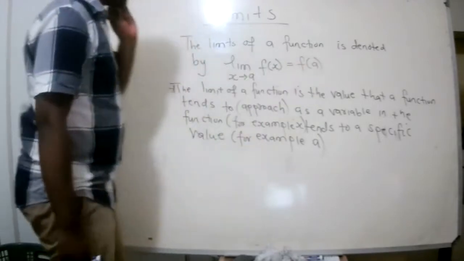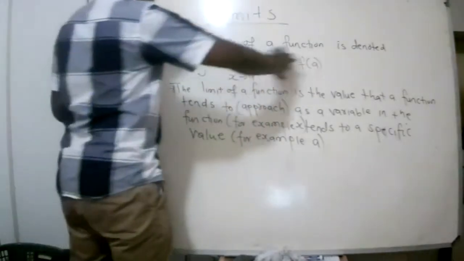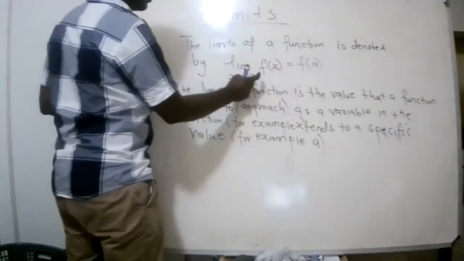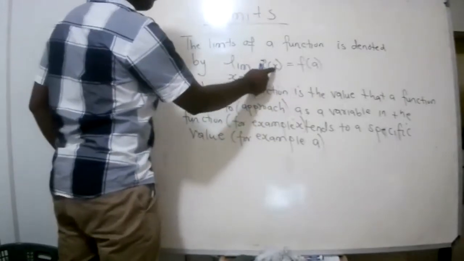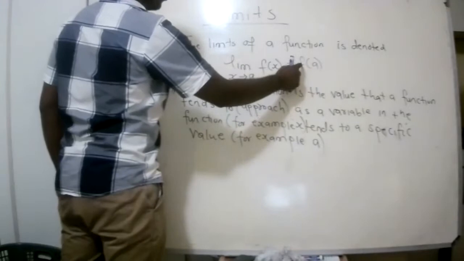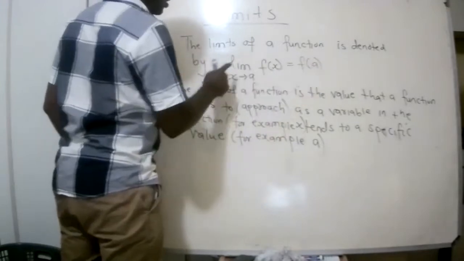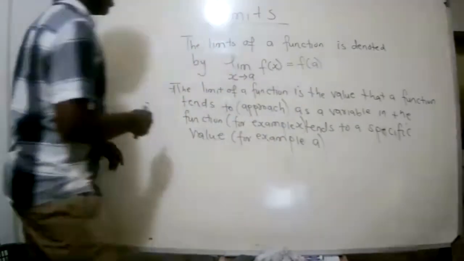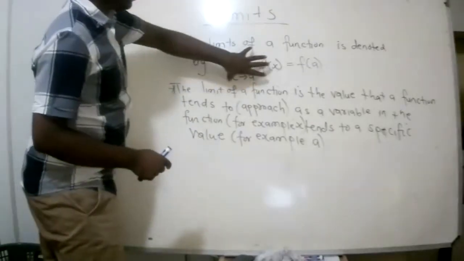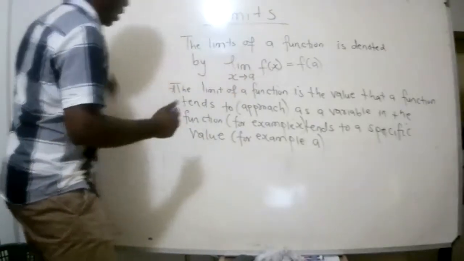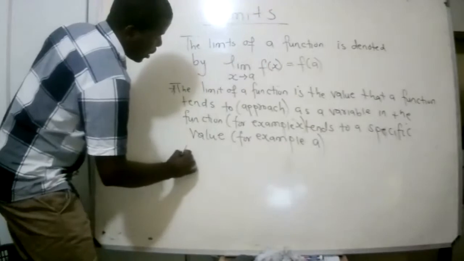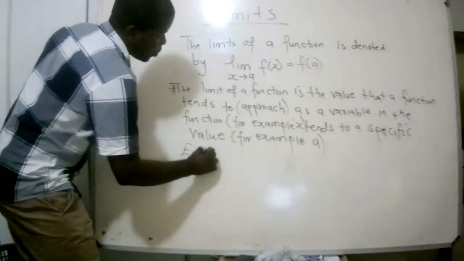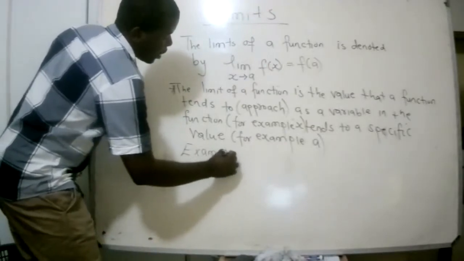So why are we supposed to summarize in this way? Because you can see this is just a direct substitution. Where we have x, we just replace it by a, then we have f of a. The reason why we are summarizing this in terms of a limit is because of the example which I'm going to give you here. So you will see why we're supposed to use limits.